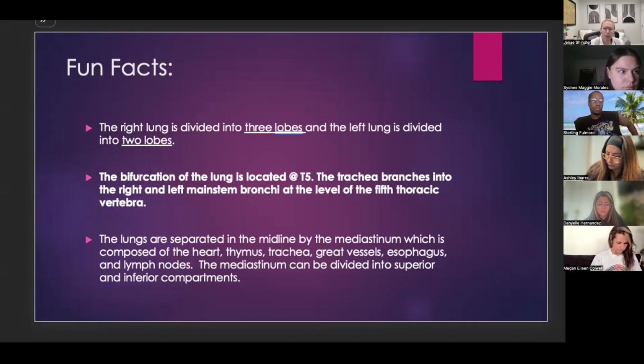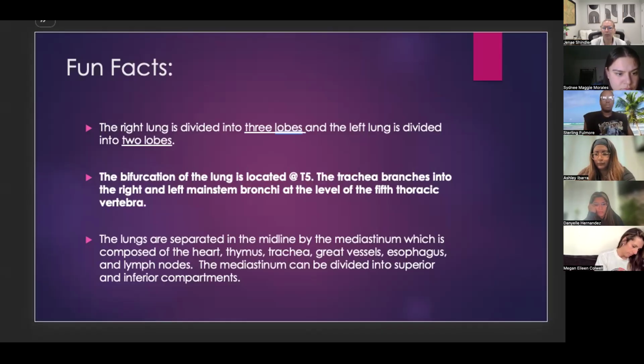The lungs are separated in the midline, so they're very central. They're separated by the mediastinum, which is composed of the heart, the thymus, the trachea, the great vessels, the esophagus, lymph nodes. The mediastinum can be divided into superior and inferior compartments.